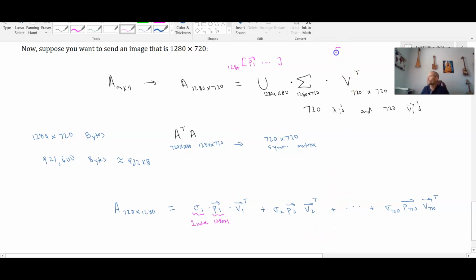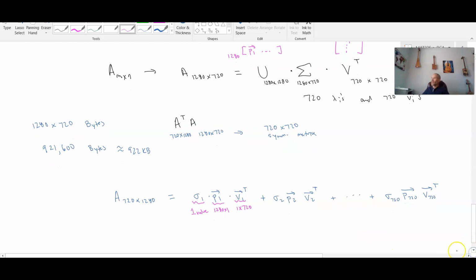Now V transpose contains the eigenvectors of A transpose A. So this is one row in there, and you'll have 720 of those rows. Since this is 720 by 720, each row will have 720 elements in it. So this will be a 1 by 720 valued vector.